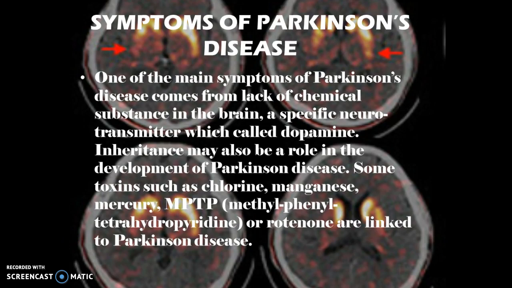Causes of Parkinson's disease. One of the main symptoms of Parkinson's disease comes from a lack of a chemical substance in the brain, a specific neurotransmitter called dopamine. Inheritance may also play a role in the development of Parkinson's disease. Some toxins such as chlorine, manganese, mercury, MPTP, which is methylphenyltetrahydropyridine, or retinol, are linked to Parkinson's disease.